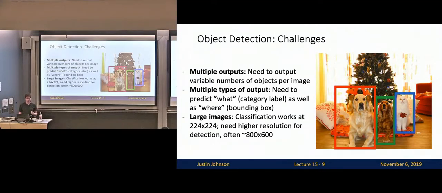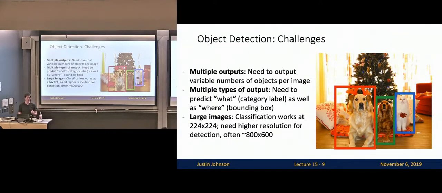Well, one of the biggest ones is this idea of multiple outputs. With image classification, our model was always outputting a single output for every image, which was a single category label. But now with object detection, we need to output a whole set of detected objects. And each image might have different numbers of objects in it that we need to detect. So now somehow we need to build a model that can output a variably sized number of detections, which turns out to be quite challenging.